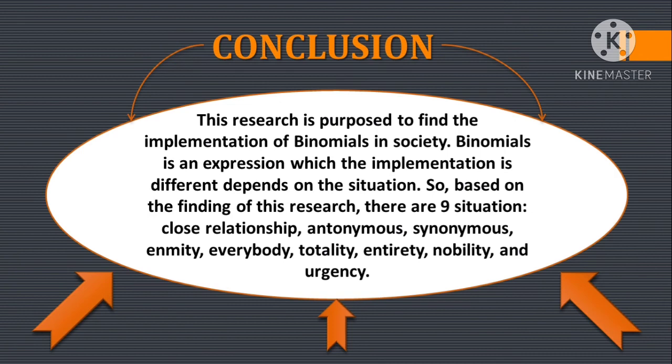Okay, here we go to the conclusion. The conclusion is, this research is purposed to find the implementation of binomials in society. Binomials is an expression which the implementation is different depending on the situation. So, based on the finding of this research, there are 9 situations: close relationship, antonymous, synonymous, enmity, everybody, totality, entirety, nobility, and urgency. Okay, so that's all from me.